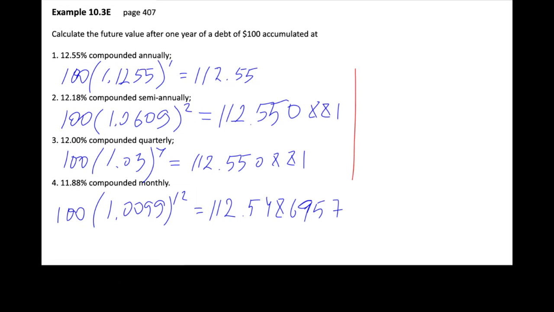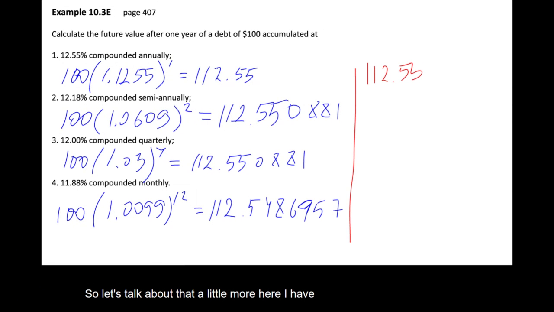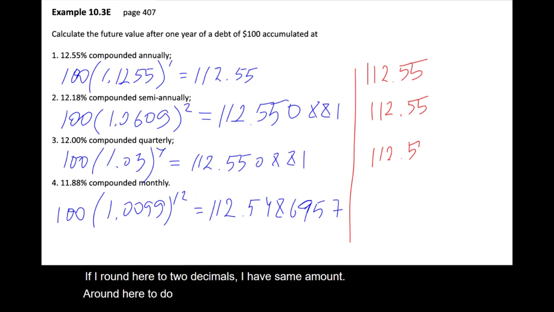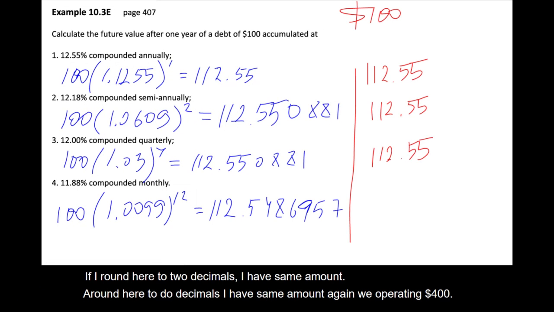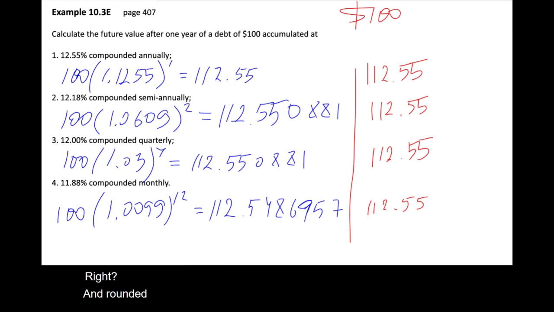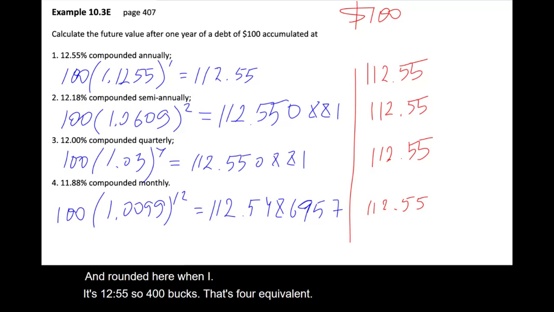Okay, so let's talk about that a little more. Here I have 112.55. If I round here to 2 decimals, I have the same amount. I round here to 2 decimals, I have the same amount. Again, we're operating for $100, right? And rounded here it's 12.55. So for $100, that's 4 equivalent interest rates. Do you see that?